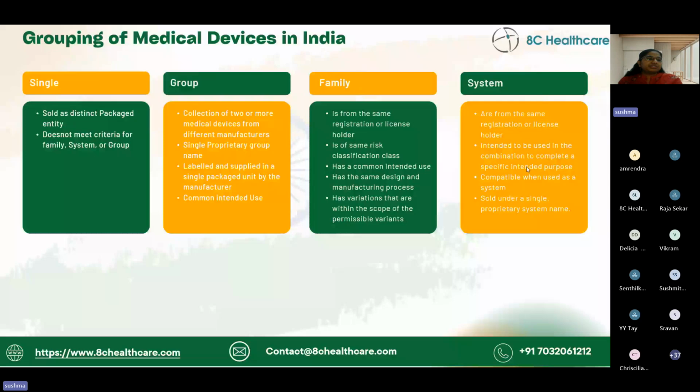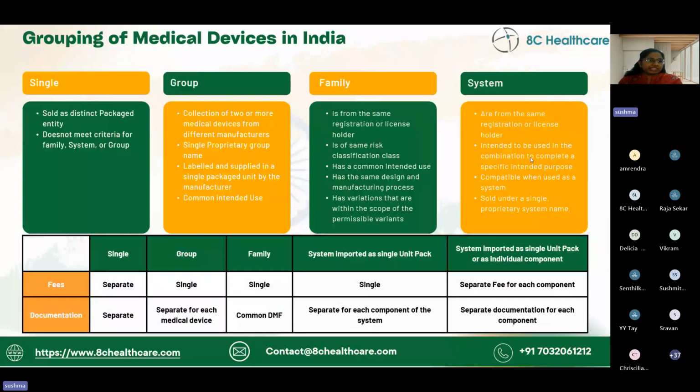Let us understand how the fees will be paid for each of the grouping categories and how the documentation will be submitted to CDSCO. For a single grouping category, the fees has to be paid individually for each single device, and separate documentation will be prepared for each single device.